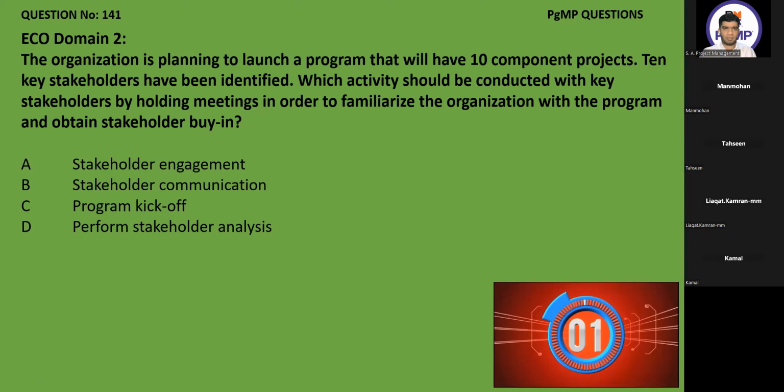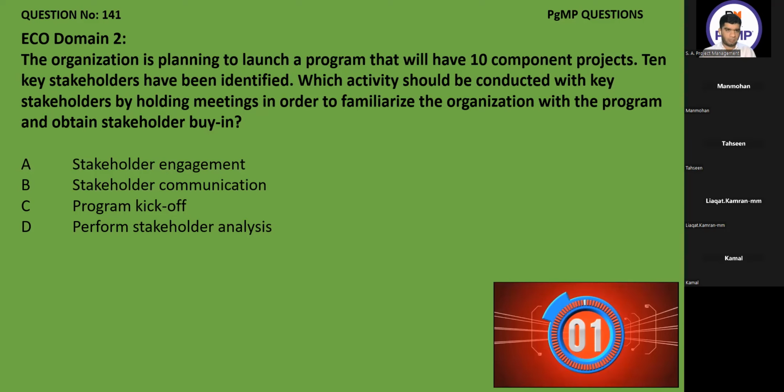So the first one is stakeholder engagement, communication, program kickoff, perform stakeholder analysis. So communication is not it yet, because we're still holding the meetings and everything. So that's out of the window. Program kickoff is also out of the window. The only reason is because we're still holding the meetings. The meetings have already been held, right? So that's what I'm thinking.